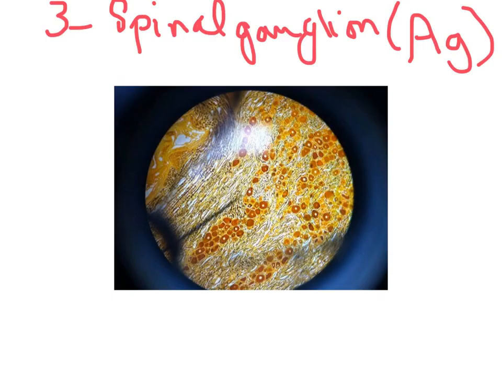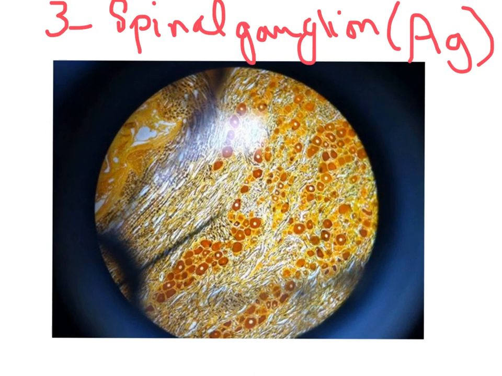Number 3 in this group characterized by the color. In the low power, it is the spinal ganglion stained with silver. As you see here, the spinal ganglion is a collection of nerve cells, and these nerve cells are present in groups or in rows, separated by the nerve fibers. And as you see, the bodies of the nerve cells are large, medium and small, and they are stained brown because of the silver stain.